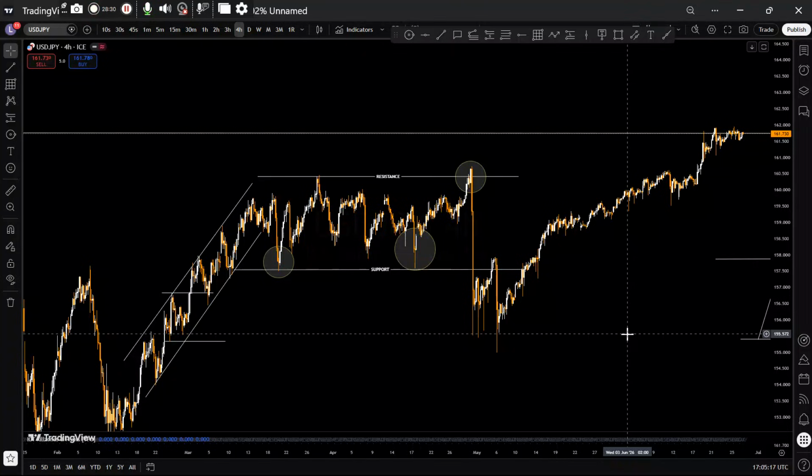What else again? Always wait for confirmation before you use the support and resistance as your entry. Wait for confirmation at your support or at your resistance. Always look out for liquidity sweep. If the market spikes, always wait for liquidity sweep. Also, don't just enter, wait for price to react to that zone before you enter. That's another one.